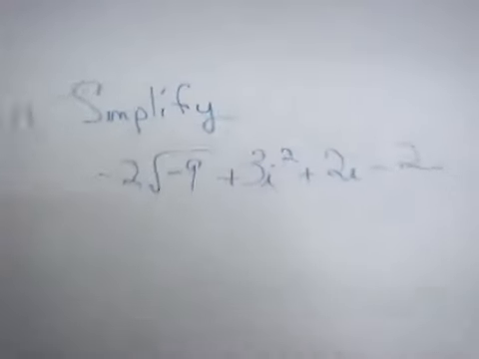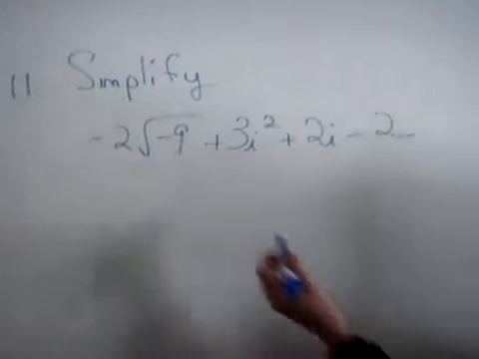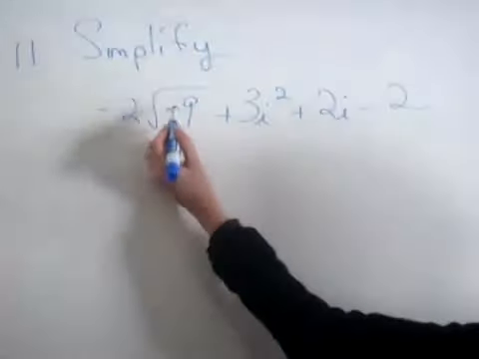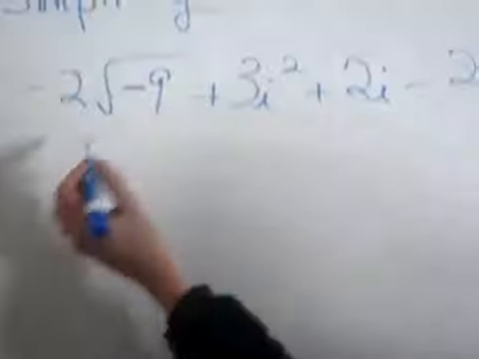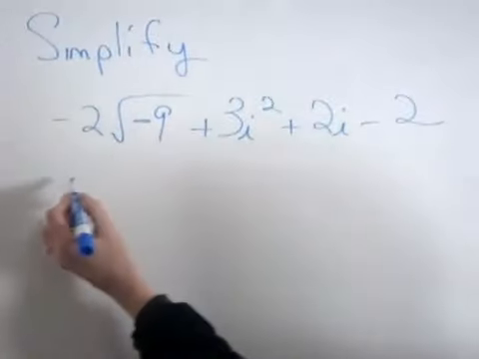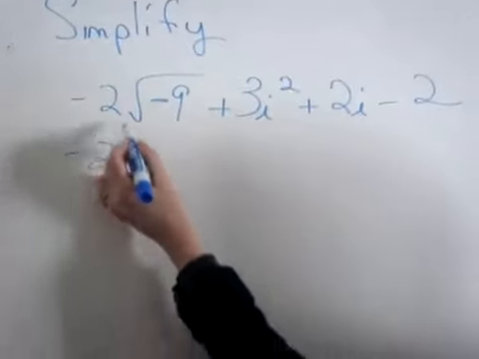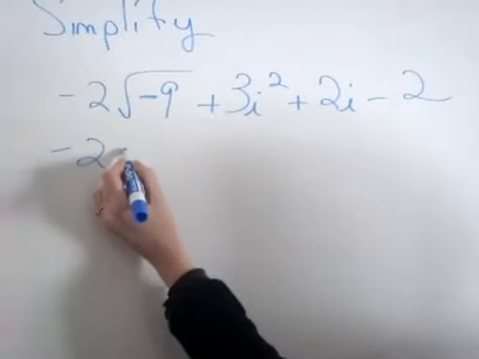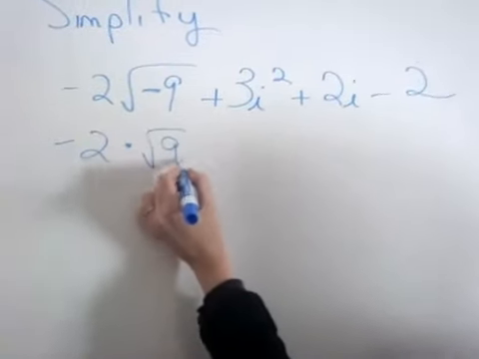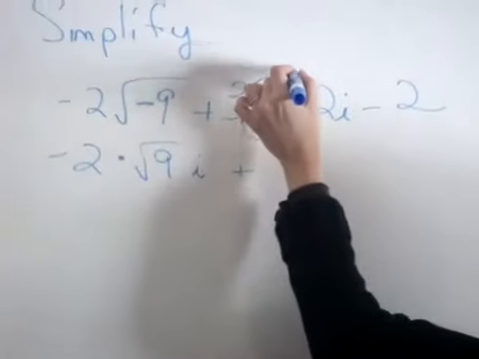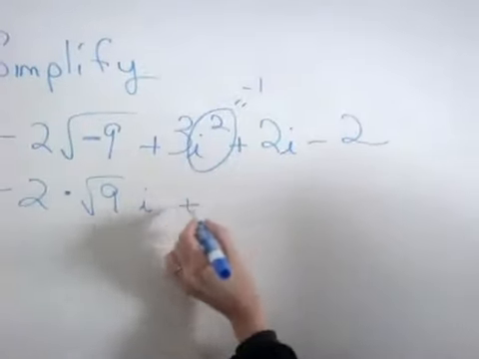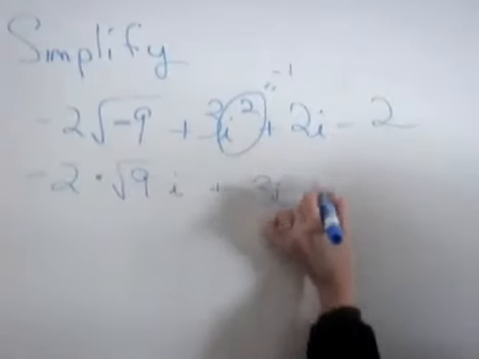Okay, number 11. Our imaginary friends. You can't have a negative number under a radical. That's the problem with this one. So we need to take it out. So we're going to have negative 2. These are multiplied together. Times the square root of 9i. Remember, i squared is equal to negative 1. So we get 3 times negative 1.